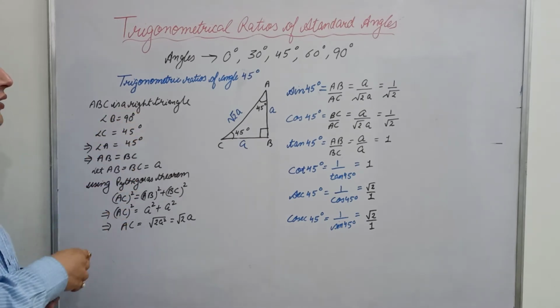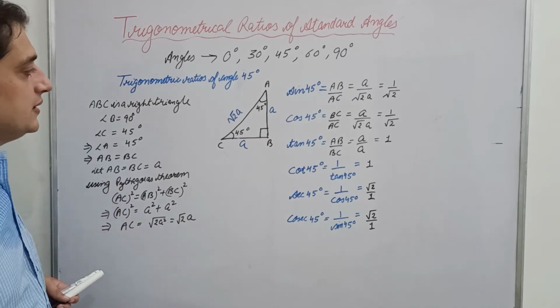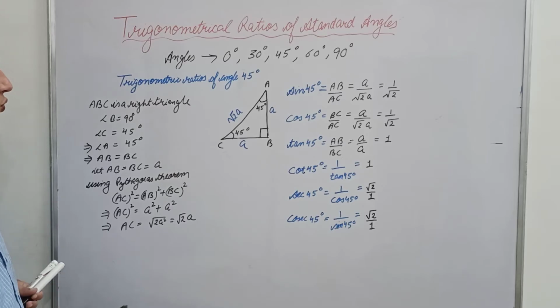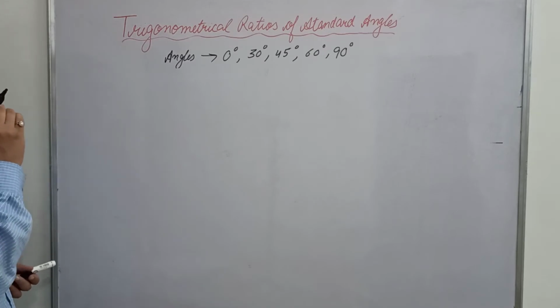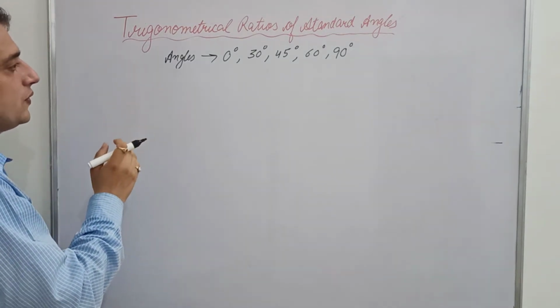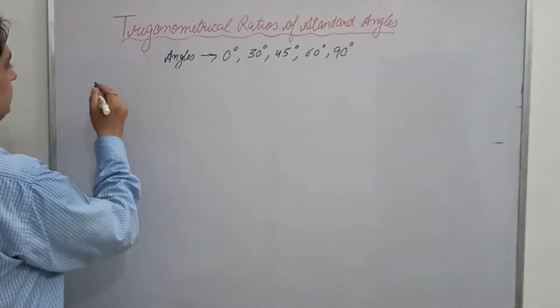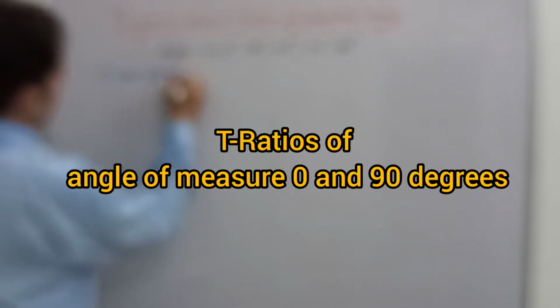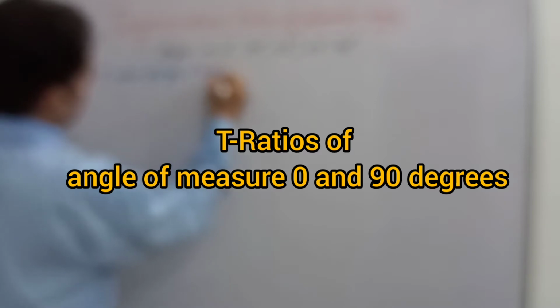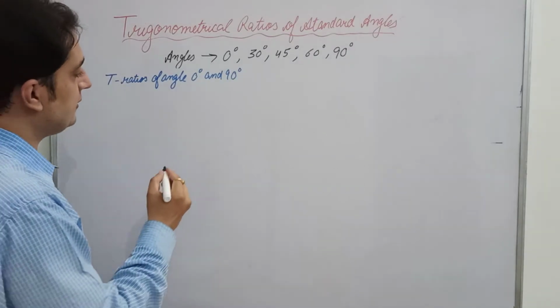So after finding the values for 0 and 90 degree, we will write a table for all these values of T ratios. Let us see how the values of T ratios are determined for angle 0 and 90 degree, right? So T ratios of angle 0 degree and 90 degree. For this, again consider a right angle triangle.